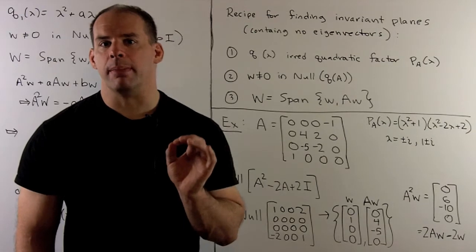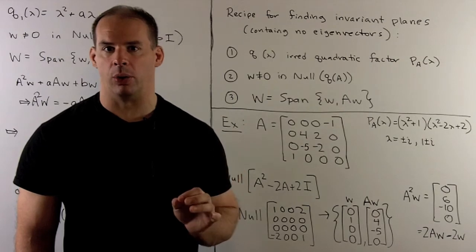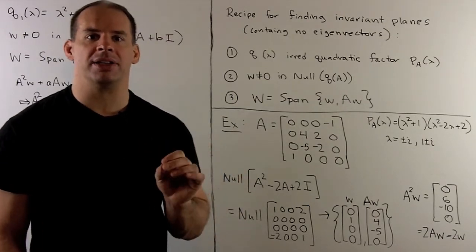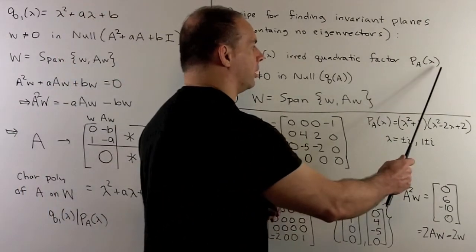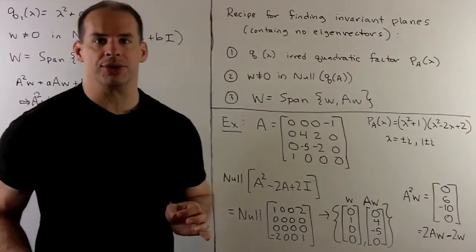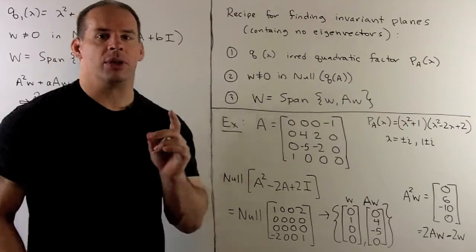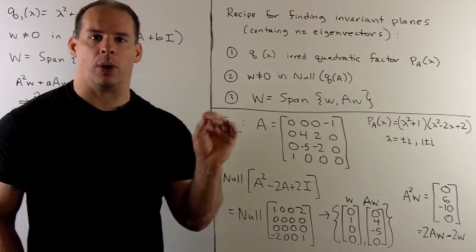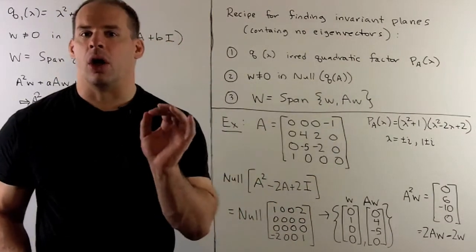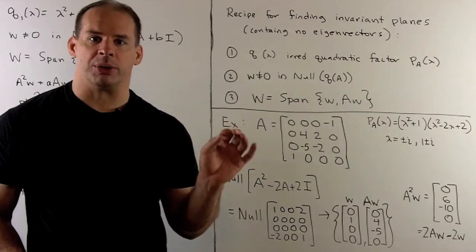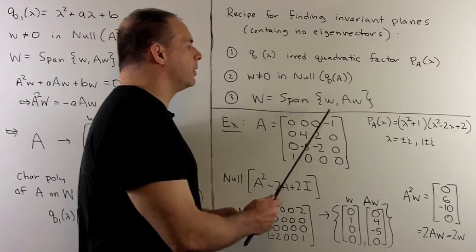Now, that's just a method for finding invariant planes associated to irreducible quadratics in the characteristic polynomial. These will just be the invariant planes that contain no eigenvectors. So, take the characteristic polynomial of A, factor it completely into irreducibles. We would choose an irreducible quadratic, say Q. Then we look for a non-zero W in the null space of Q of A. We haven't shown that we can always do this, but it'll always happen. So that's a question for linear algebra 2. Then I could form an invariant plane by taking the span of W and AW.